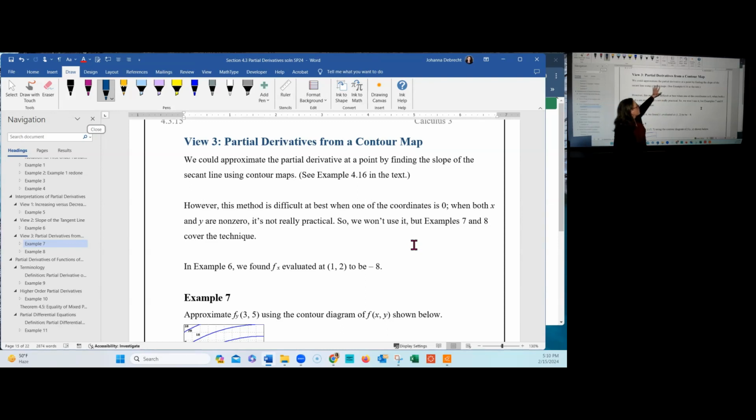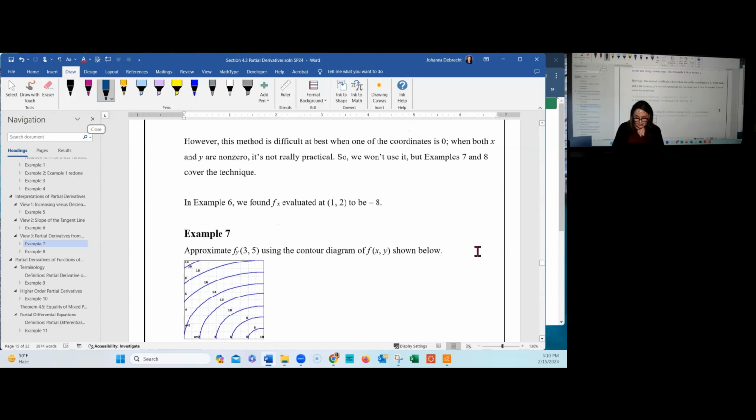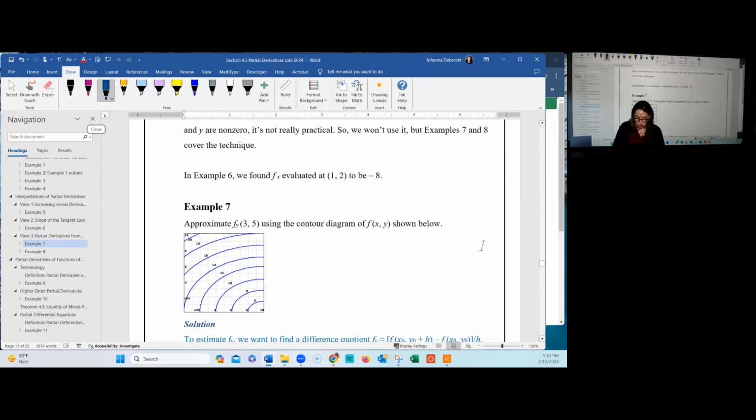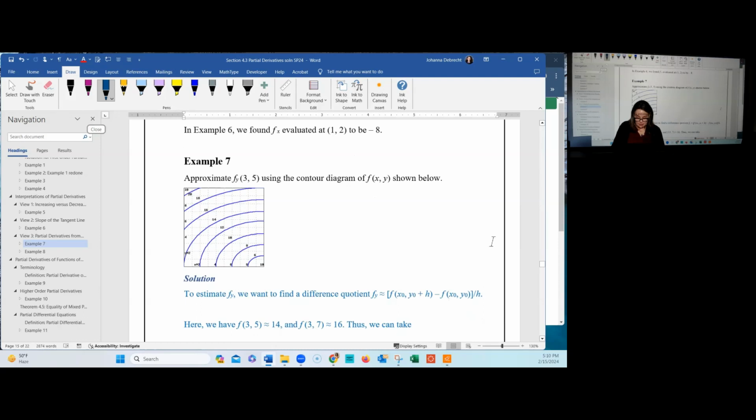So we could approximate the partial derivative at a point by finding the slope of the secant line connecting 2 points using contour maps. And you'll find an example of this in your textbook. This method, however, is difficult at best when one of the coordinates is 0, and when both x and y are non-zero, it becomes quite difficult. It's not really practical. So again, we won't use this very often in the course, but we will work examples 7 and 8 just to show what we were doing.